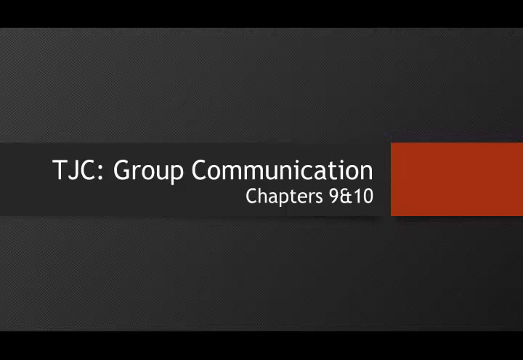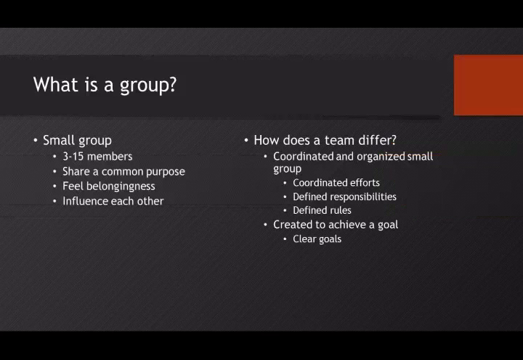This short webinar recording will cover group communication, which is discussed in chapters 9 and 10 of your textbook Communication Principles for a Lifetime. To start, what is a group? The definition of a small group is really important to remember as you're reading the material throughout the chapter. So remember that a small group includes 3 to 15 individual members that share a particular purpose.